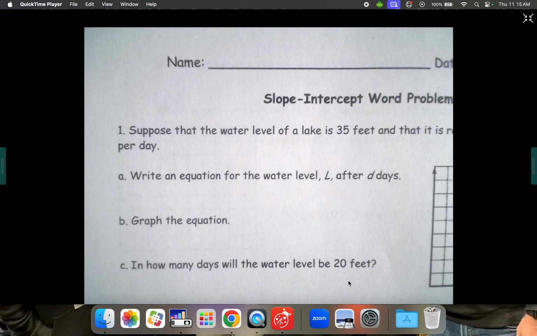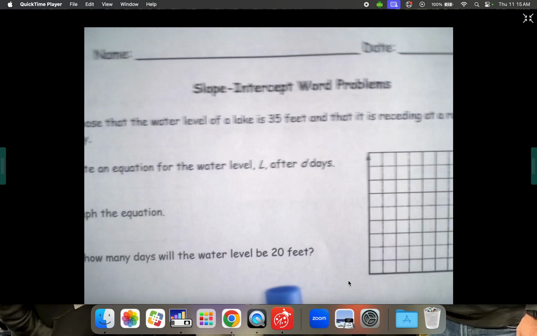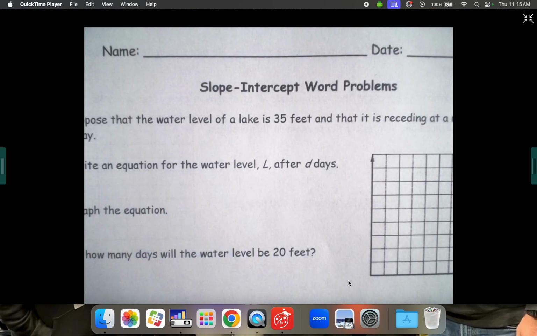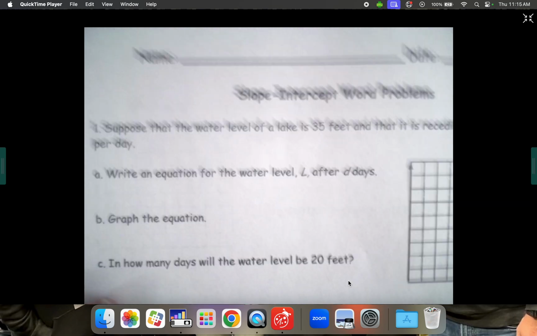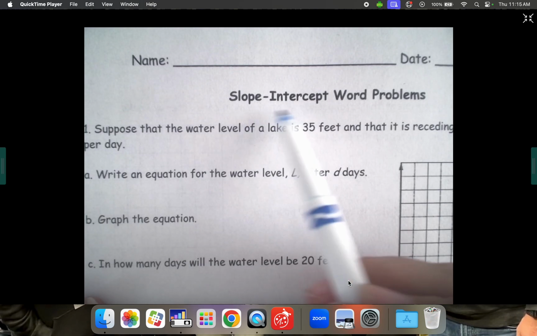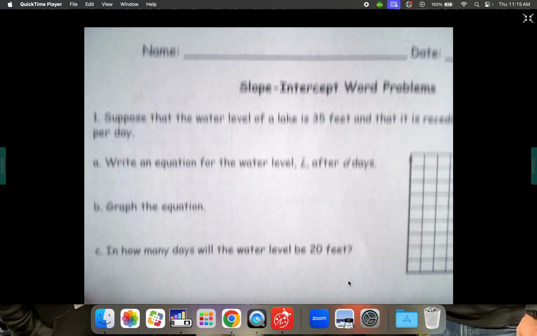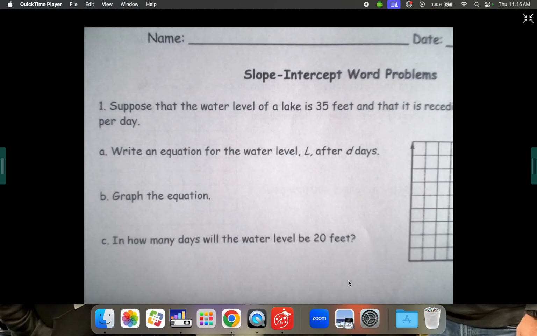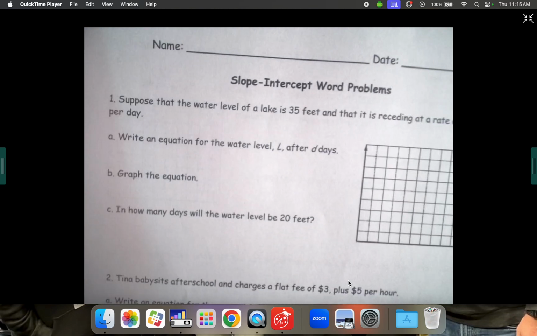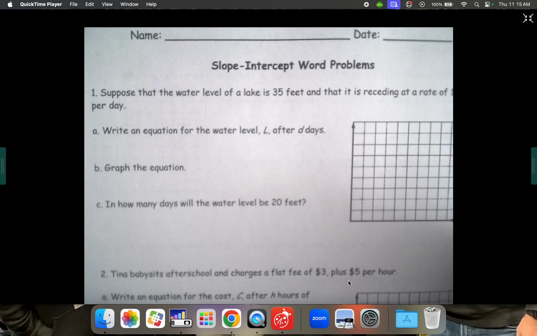Okay, we are going to look today at more word problems. We've been doing word problems with the big race and different things on Delta Math, and today we are looking at word problems with slope-intercept form, so it's all the same thing on this worksheet. So you need something to write with. Hopefully you already have that, and then this worksheet.